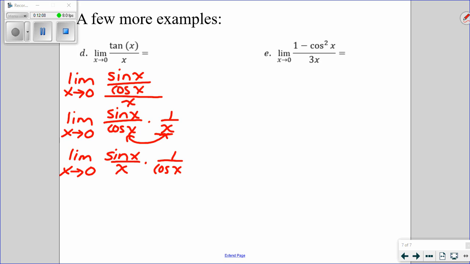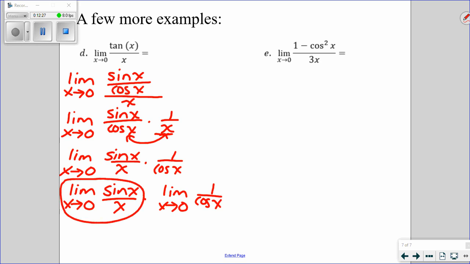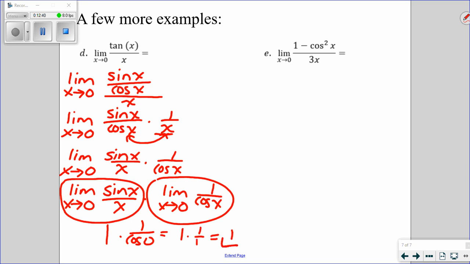Okay, then I can use one of our limit properties that says if I'm finding the limit of a product, I can break this up into the product of the limits. And then this is our special limit, so we know that equals 1. And then for this limit, I can just do direct substitution. This will become 1 over cosine of 0. But remember, cosine of 0 is 1, so in the end, this all equals 1.